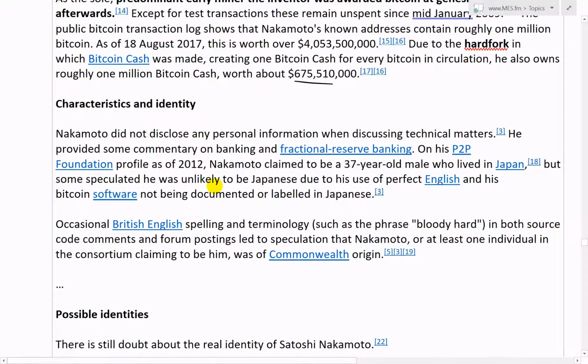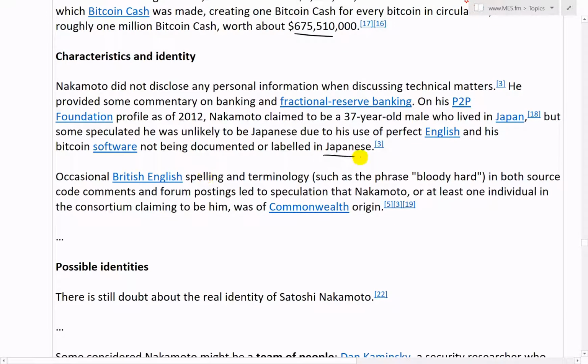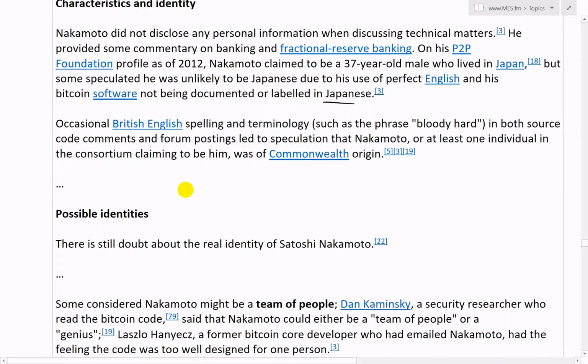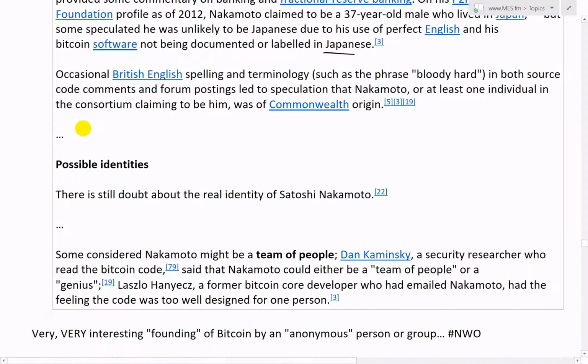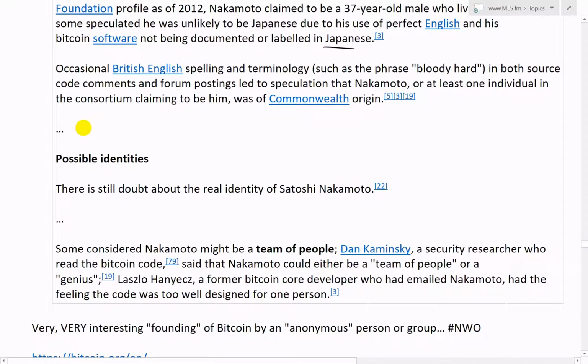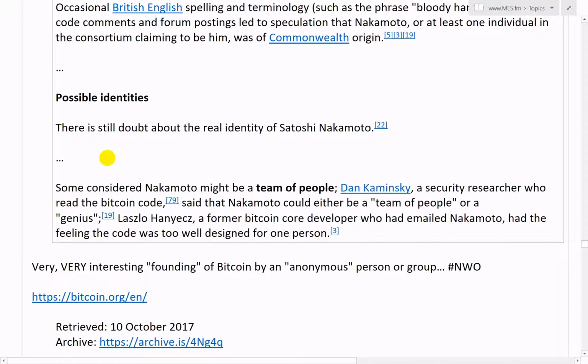Characteristics and identity. Nakamoto did not disclose any personal information when discussing technical matters. He provided some commentary on banking and fractional reserve banking. On his P2P Foundation profile as of 2011, Nakamoto claimed to be a 37-year-old man who lived in Japan, but some speculated he was unlikely to be Japanese due to his use of perfect English and his Bitcoin software not being documented or labeled in Japanese. Occasionally, British English spellings and terminology, such as the phrase "bloody hard" in both source code comments and forum postings, led to speculation that Nakamoto, or at least one individual in the consortium claiming to be him, was of Commonwealth or British-related origin. Possible identities.